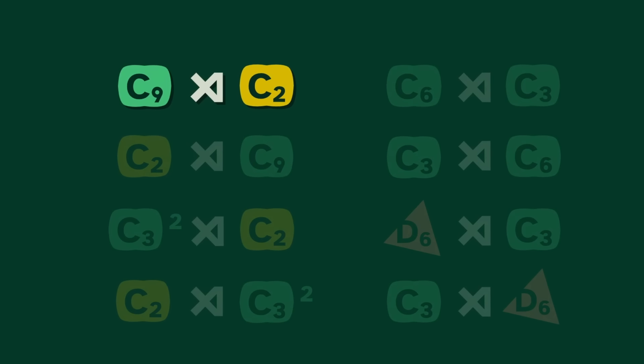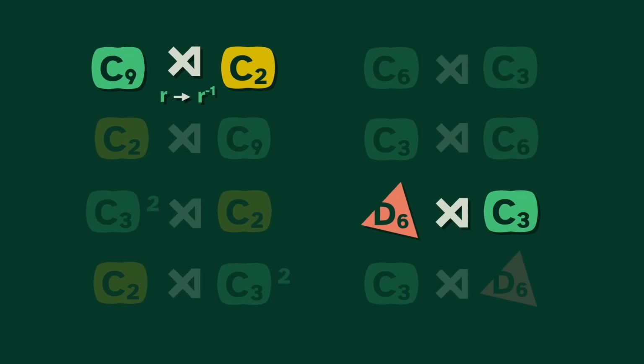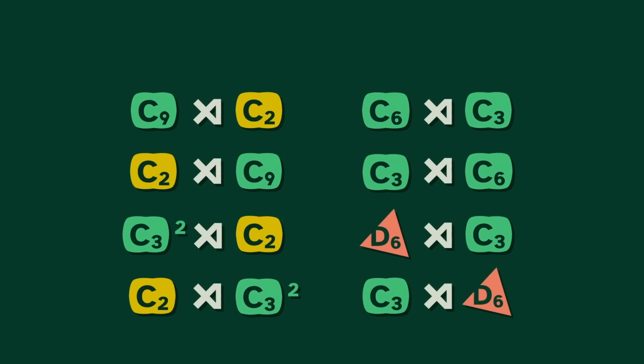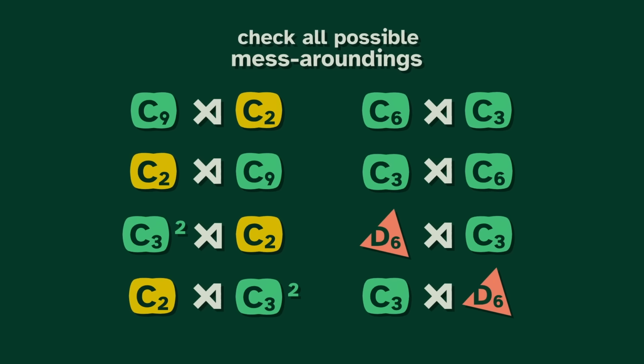In this case, C2 messes with C9 by inverting. R goes to R inverse. Then with this product, C3 messes with D6. F could go to RF, or it could go to R squared F. There are multiple options. For each semi-direct product, we have to check all possible mess-aroundings.